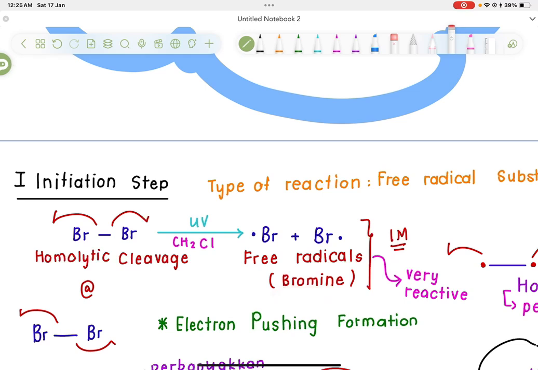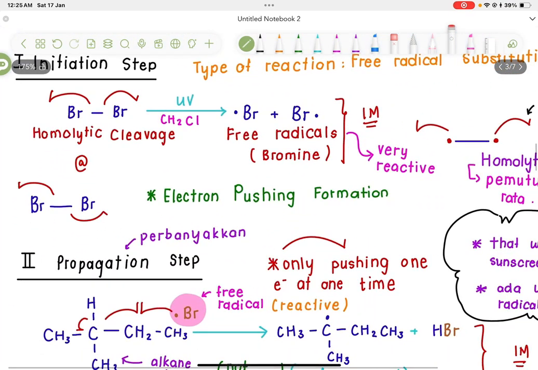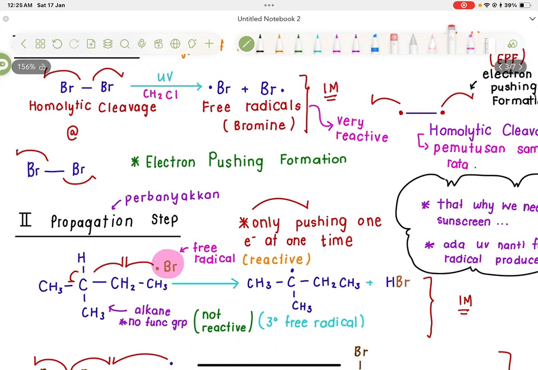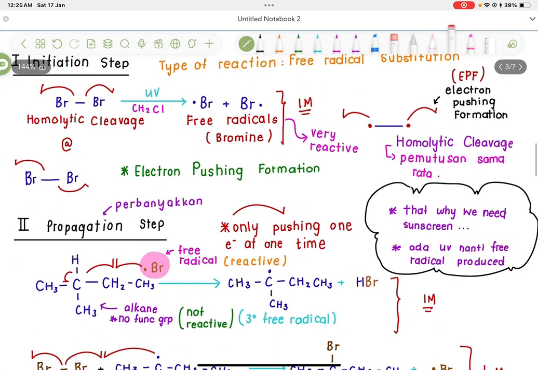A free radical is a type of atom or molecule with an unpaired electron, so that's why they are highly reactive. If you don't want to draw it like this, you can also draw it like this. Now, it's the same thing. For the second step, we have the propagation step, which by direct translation means spreading. So in this propagation step, we actually just want to perbanyakkan, or multiply, the free radicals.